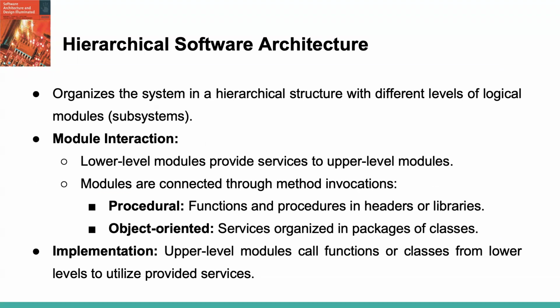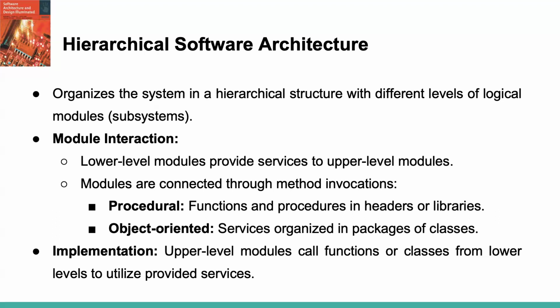Now, let's dive into module interaction within this architecture. The key idea is that lower-level modules provide essential services to upper-level modules. Think of it as a chain of command, where each layer builds upon the functionality provided by the layer below it. For example, in a banking application, the lowest level could handle basic database interactions, while the next level up might manage business logic, like transferring money or processing payments. The highest level would be the user interface, interacting with the business logic to show the user's transactions or balance.